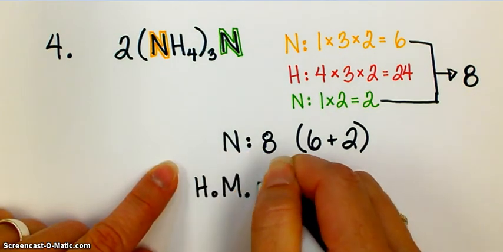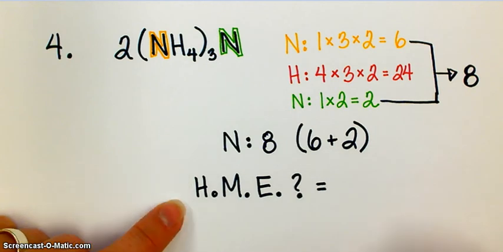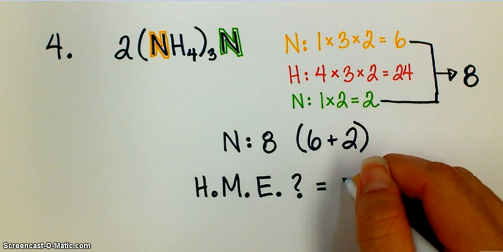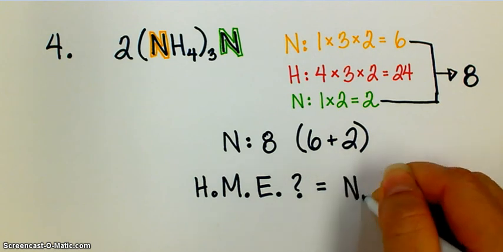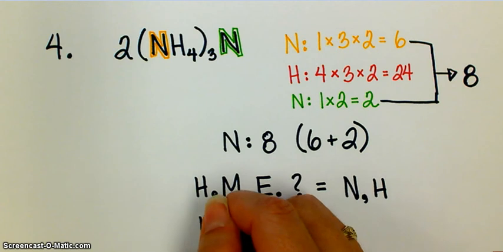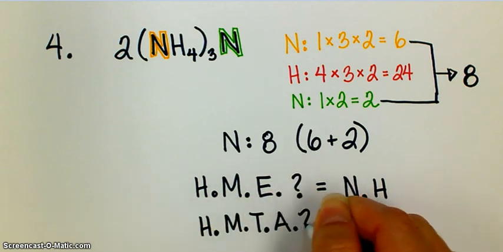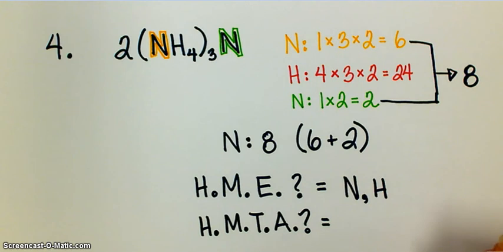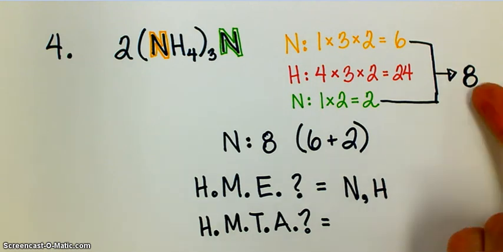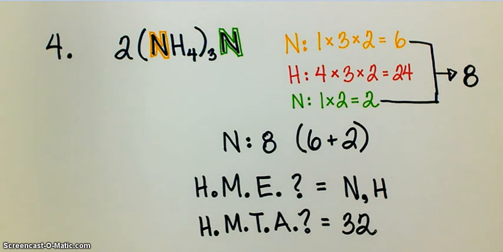How many elements in this situation, guys? How many different elements? How many different things from the periodic table? Just 2. And that's nitrogen and hydrogen. I'm not going to mention nitrogen twice because it's a repeat. Okay, how many total atoms? 32. Good, it's 32, because it's the 8 nitrogens plus the 24 hydrogens. Still need a calculator though.